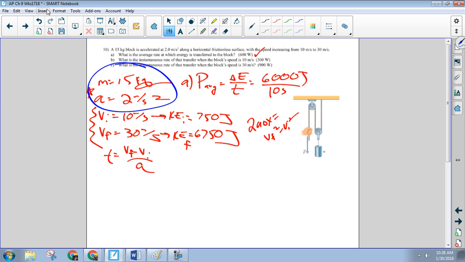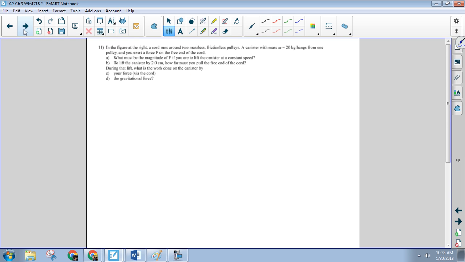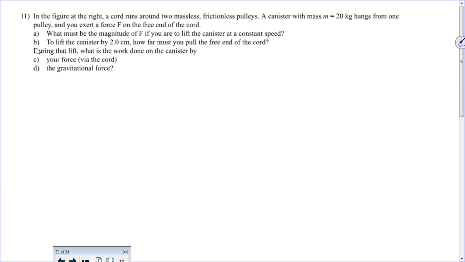Number 11. You've got the figure that's on the previous slide. In the figure at the right, a cord runs around two massless, frictionless pulleys. A canister with a mass of 20 kilograms hangs from one pulley, and you exert a force F on the free end of the cord. A, what is the magnitude of F if you're to lift the canister at a constant speed?